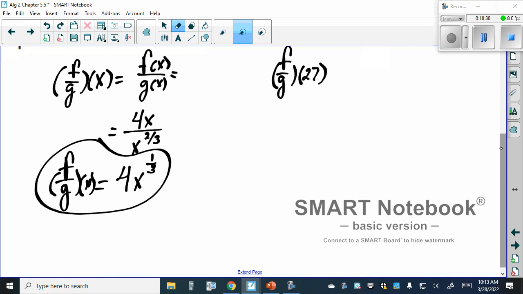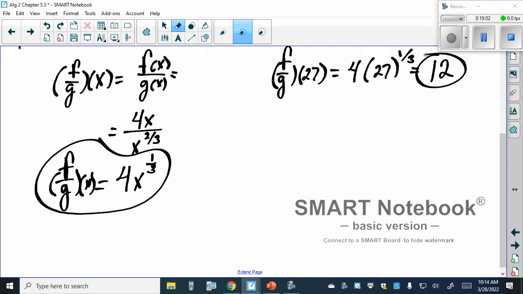And the last part of this is just evaluating this for 27, which is 12. Because 27 to the 1/3 is the same as saying the cube root of 27, trying to find out what times itself 3 times is 27, which is incidentally 3, and 4 times 3 is 12. Questions on any of this here?